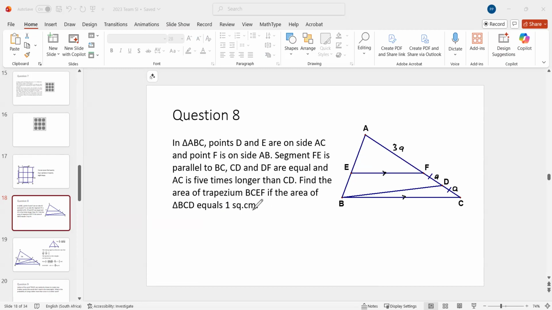All right. Now they say find the area of the trapezium. Of course, these two lines are parallel. So the trapezium they're looking for is this trapezium here. They say find the area of this if the area of BCD is 1. So this area here is 1. So what is the area of the trapezium?